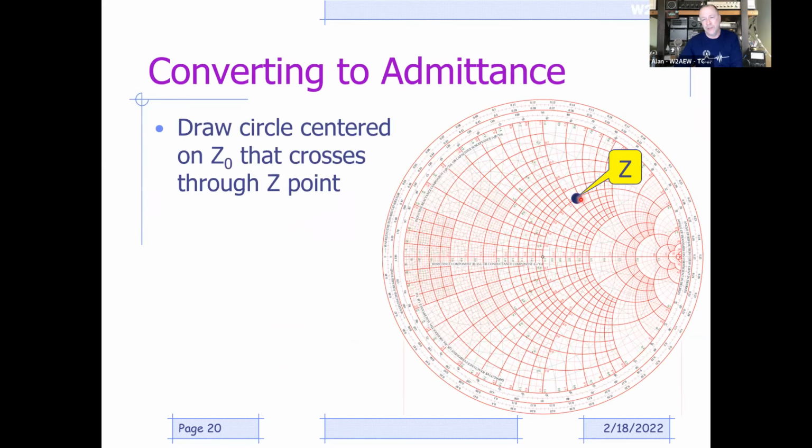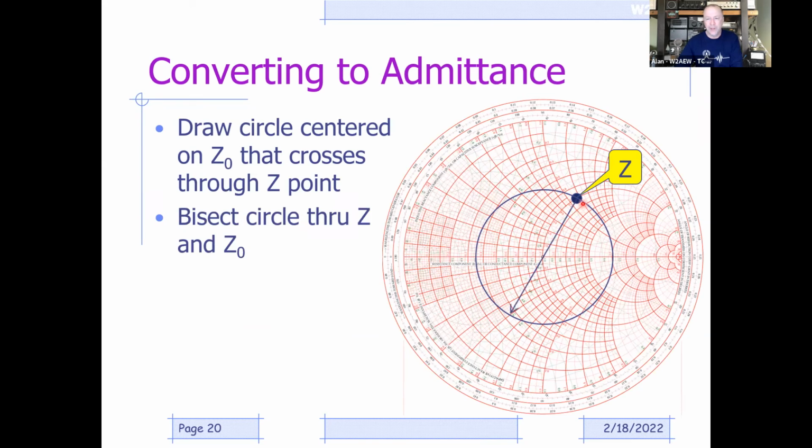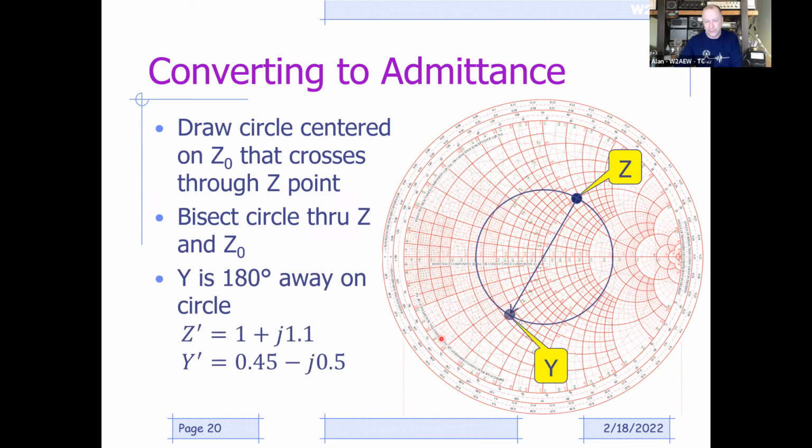So if I want to convert that to admittance, I draw my constant SWR circle centered around the center. I bisect that circle with a straight line that goes through the center and touches at the other end. And then that value is the complex admittance. So in this case, I've got a 1 plus J 1.1 right here. And when I invert that, then the admittance is 0.45 minus J 0.5 Siemens. Okay.